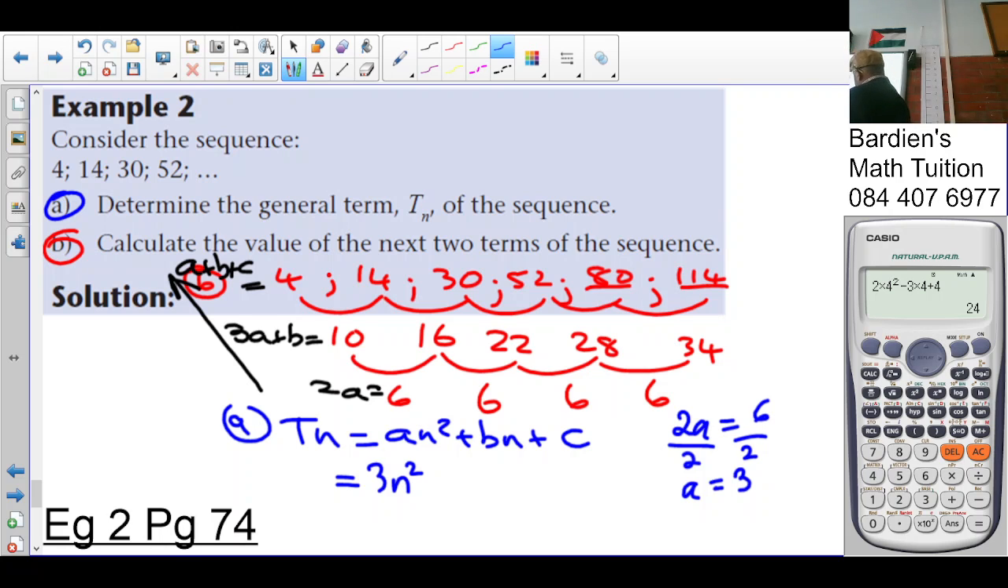Then what? Then we can say 3 times your a value now. 3 times 3a plus b is equal to 10. So it's 3 times 3 plus b is equal to 10. So b is equal to 1. So it's plus 1b, so it's plus 1n, so it's going to be n. You all agree with that?